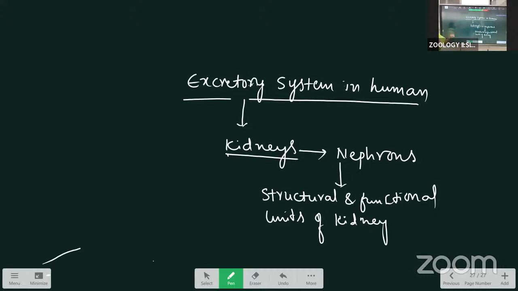This is about the kidneys. What is the structure of nephrons? Nephrons are of two types: cortical nephrons and juxtamedullary nephrons.